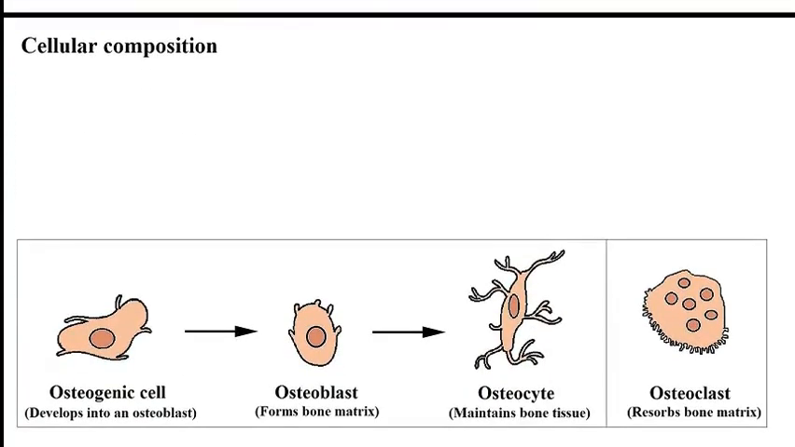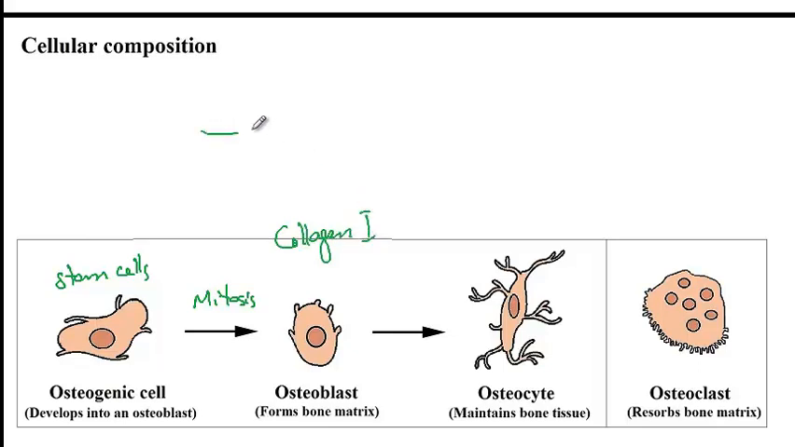So there are four important cells that you need to be familiar with. The first one is osteogenic cells, which are basically the stem cells that through the process of mitosis will give rise to osteoblasts. And osteoblasts are the cells that will form the bone matrix. So the bone matrix is made of a proteinaceous matrix, which is mostly made of collagen 1.